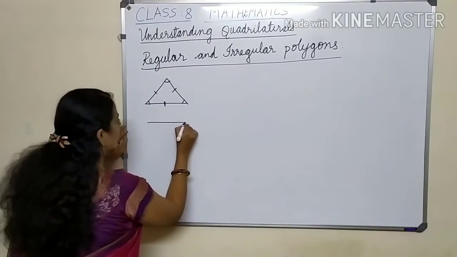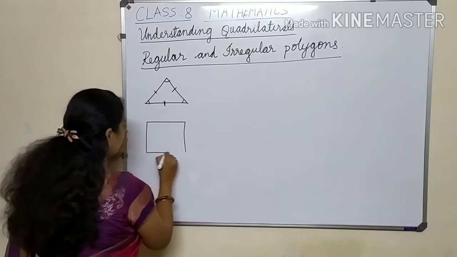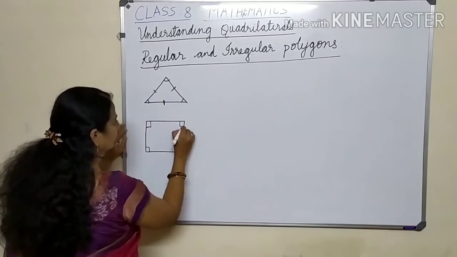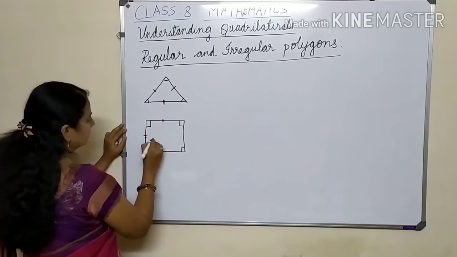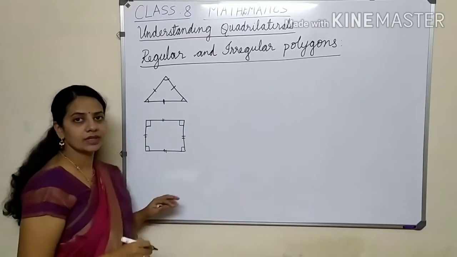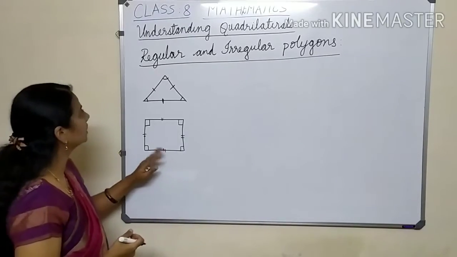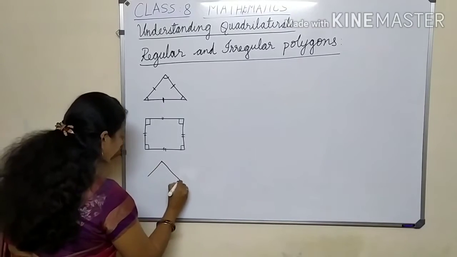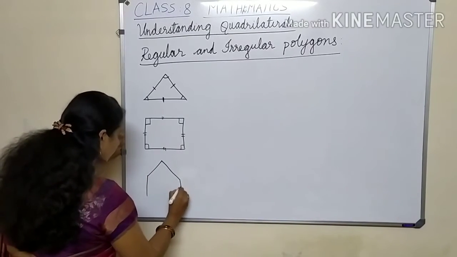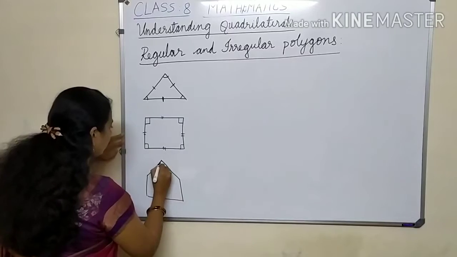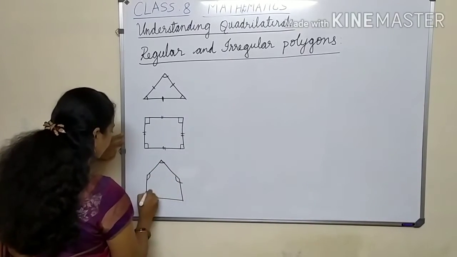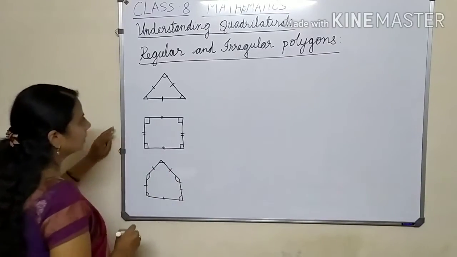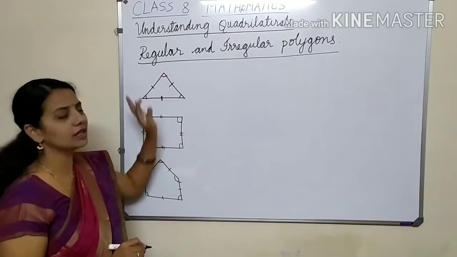Now coming to this square. Here also all the angles are 90 degree and also these sides are equal, right? So that is the property of a square. So this is a regular polygon. The same way you can have a pentagon where all these angles are equal and also the sides are equal. So these are the examples of regular polygons.